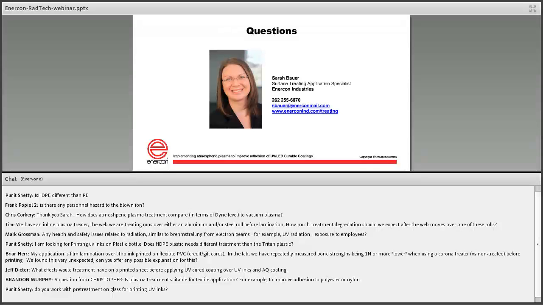So normally the best practice when we're working with an inline web is to put what we call a bump treater on, and that could be a corona treater or a plasma treater. I didn't include any slides of what those pieces of equipment look like here today, but let me know offline. I'd be happy to give you a little bit more information on that.